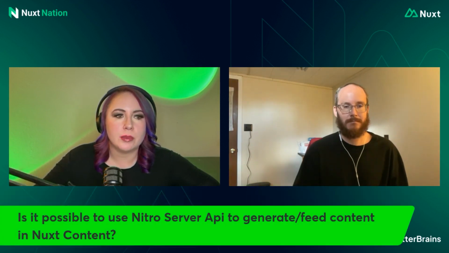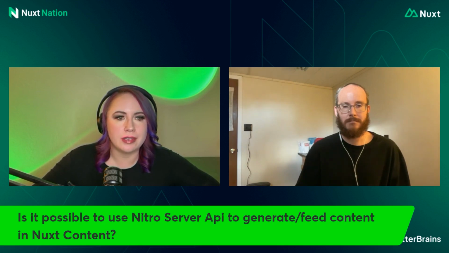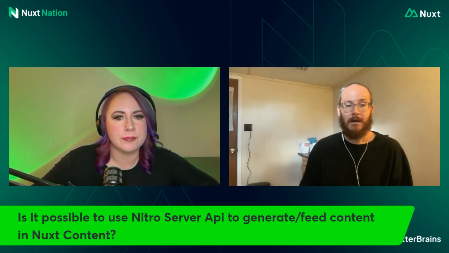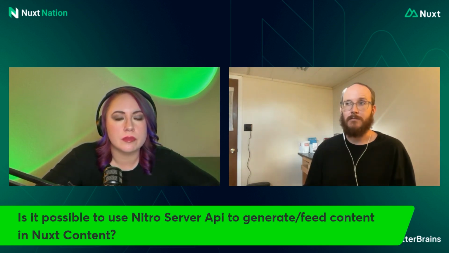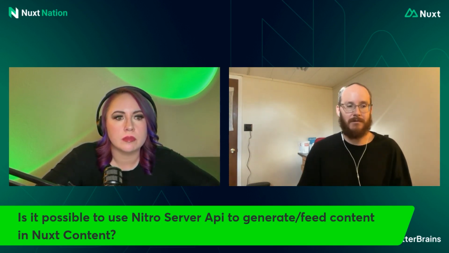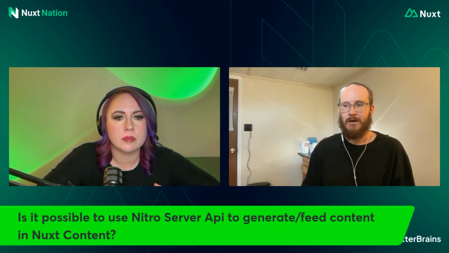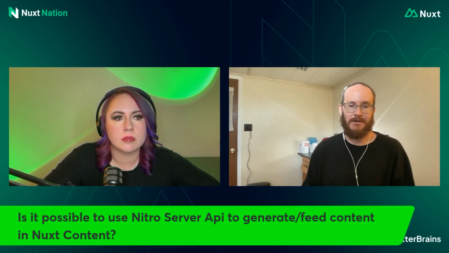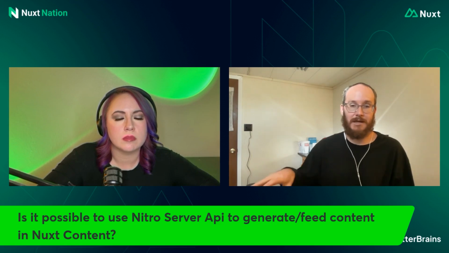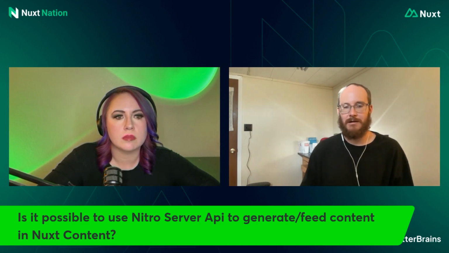Sweet, thank you. Last question. Is it possible to use Nitro Server API to generate feed content into Nuxt Content? You can use the Nitro Server API to do pre-rendering if you go into the right hooks, and I haven't used it to generate content for Nuxt Content, but you could definitely make that happen. I've used the Nitro Server API to send emails from a Nuxt Content install, but never to generate, but I'm sure you could do that.